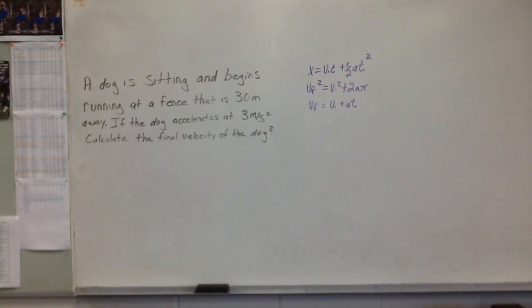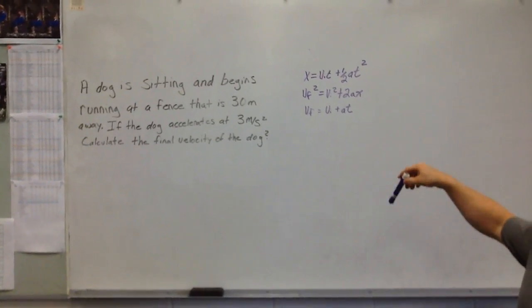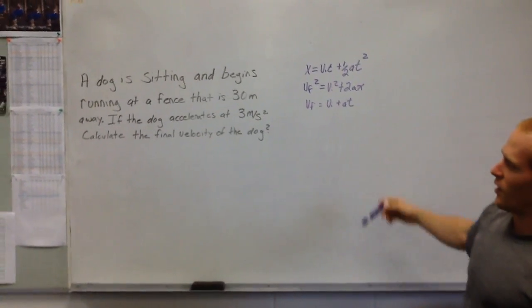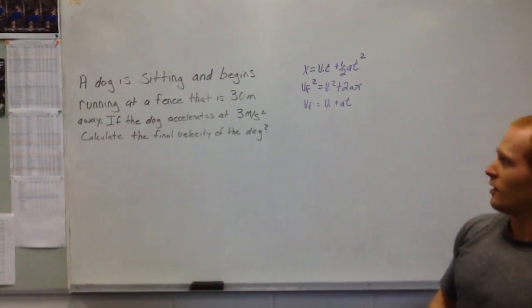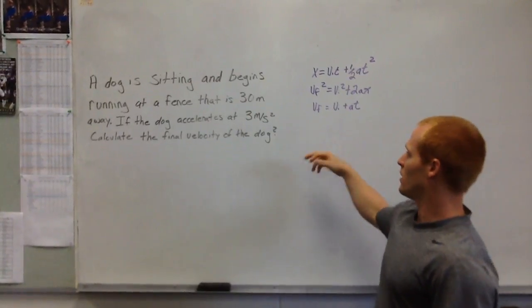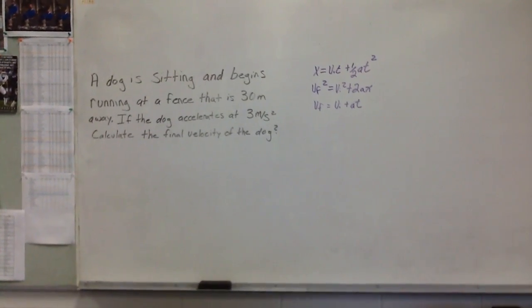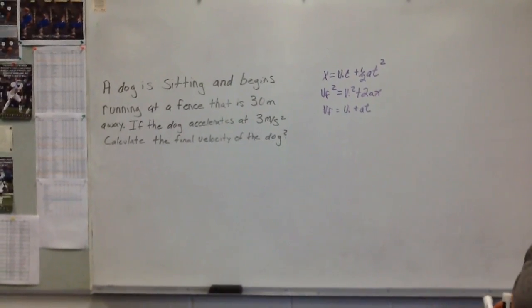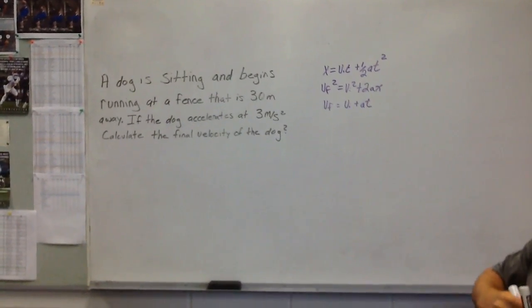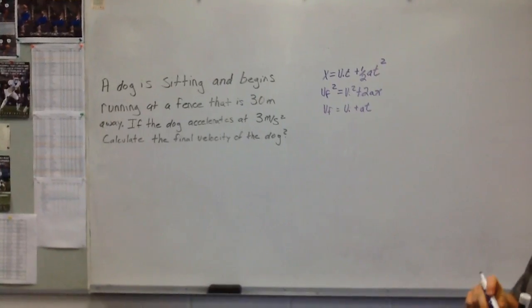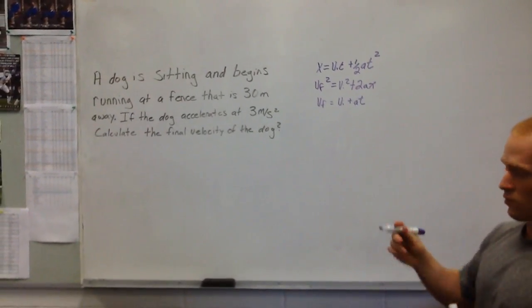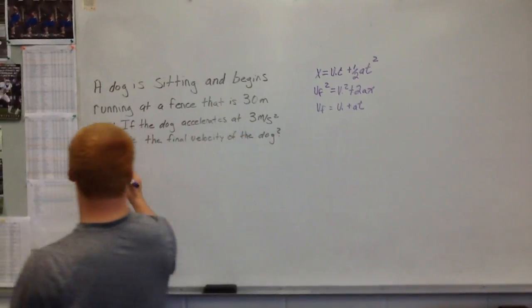Okay, so today we're going to talk about the kinematic equations that we have over on the right in purple, and we're going to use the GUESS method in order to solve this problem and to solve for the unknown. So a dog is sitting and begins running at a fence that is 30 meters away. If the dog accelerates at 3 meters per second squared, calculate the final velocity of the dog. So in purple, I'm going to show my work.